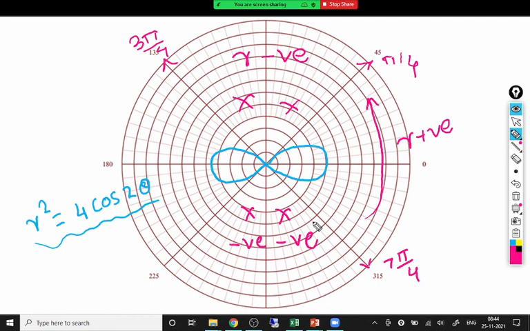So actually the name of this curve is a lemniscate. It exists only between pi by 4 to 7 pi by 4 and 3 pi by 4 to 5 pi by 4. So that is where the curve exists. So that is about the lemniscate. So these 6 curves only you have to remember.